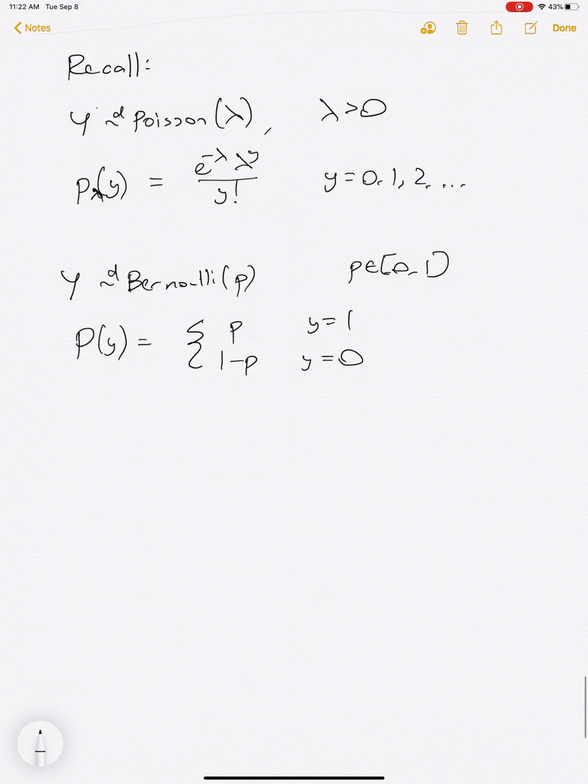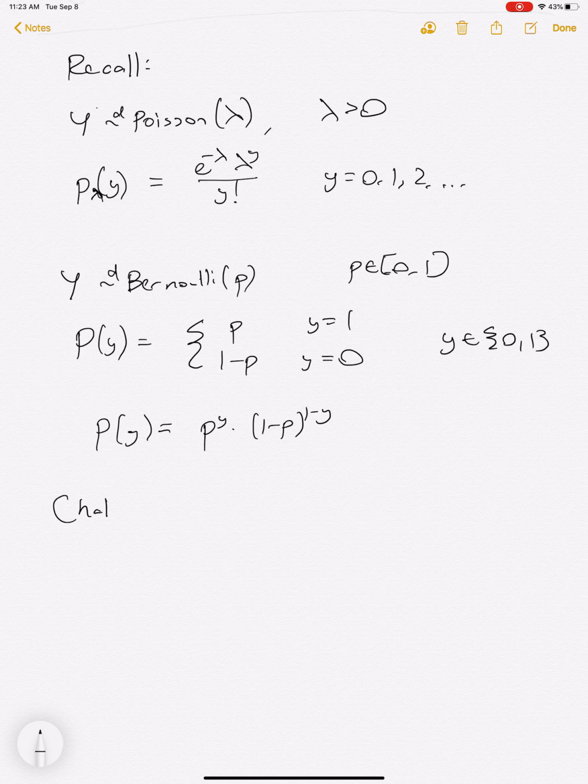And there's a kind of clever, convenient way to write this out, because you know that y is only 0 or 1, so y is binary here. You can write this as p to the y times 1 minus p to the 1 minus y. You can check if you plug in y equals 1 and y equals 0, you get exactly p and 1 minus p respectively.